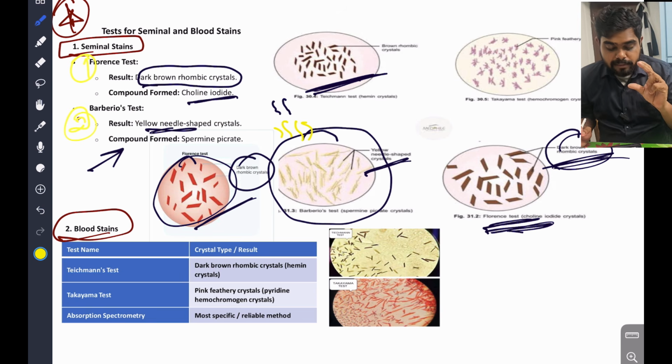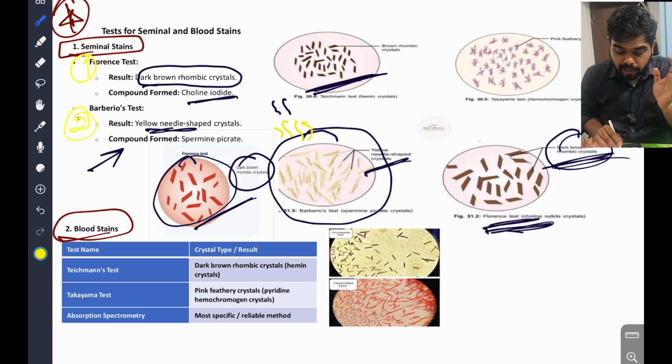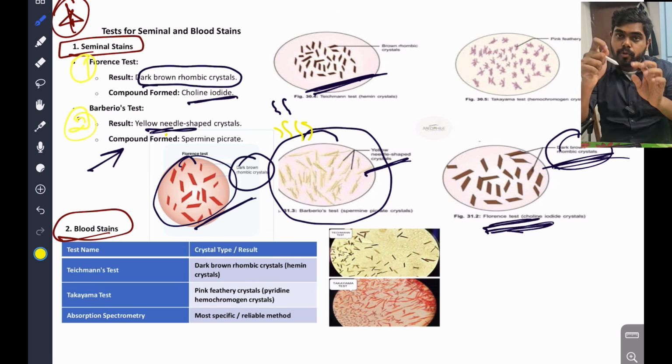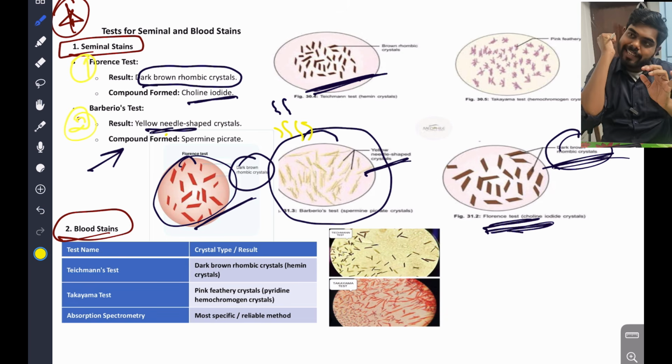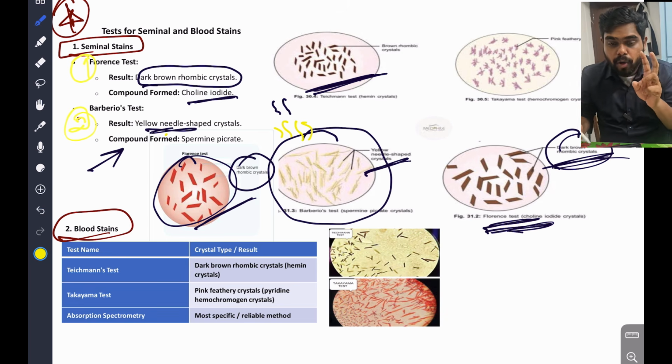So for seminal stains, we have Florence test and Barberio. Florence, dark brown rhombic crystal because of choline iodide. And Barberio test, we have yellow needle. Barberio, he will use this spear. Okay, so needle, let it be small needle. So yellow needle shaped crystals will be there. Okay. Now we are coming to examine the blood stains.